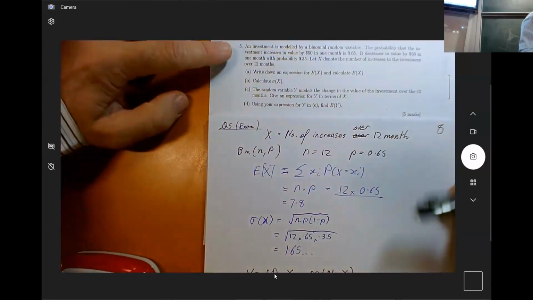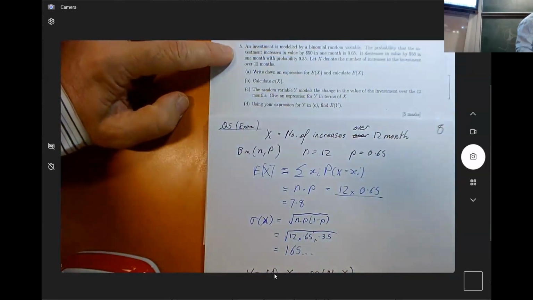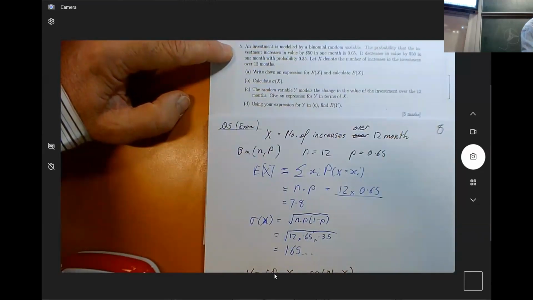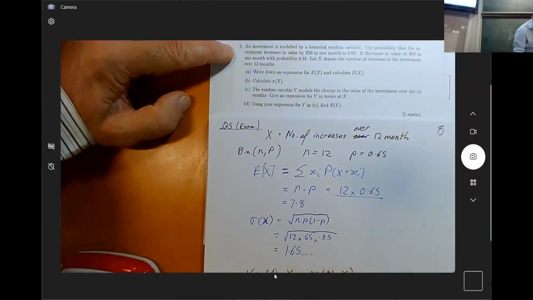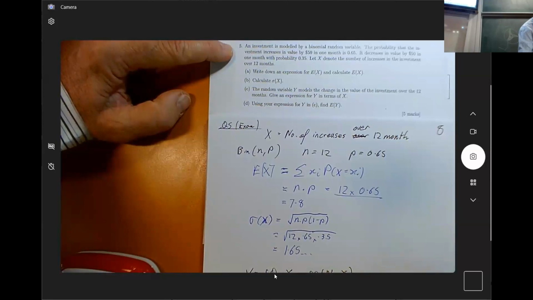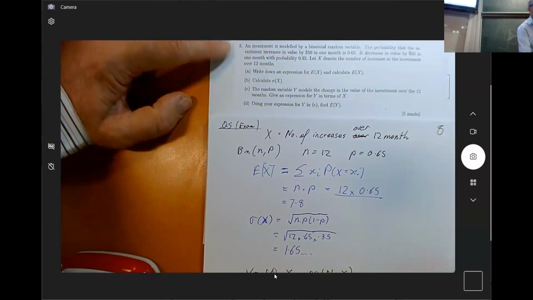I got that right, did I? Ever look at that and go, okay, so this is going to be 50x minus 50 times 12, which is going to be 600. And then minus 50 times minus x is going to get me plus another 50x. So this is actually 100x minus 600.